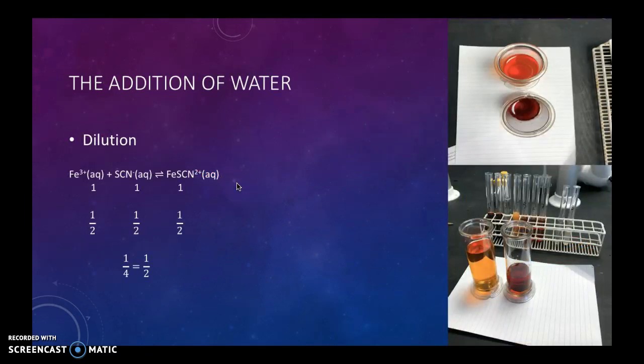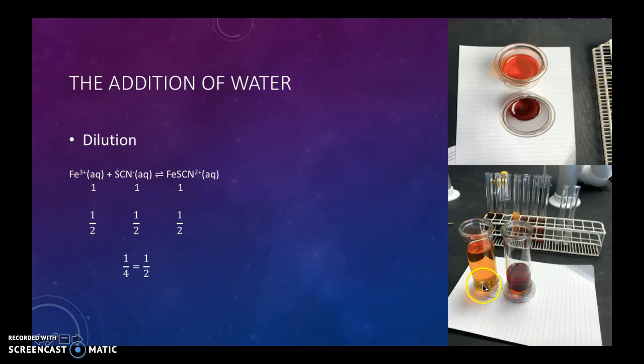The last test was the addition of water. In this case, we diluted our solutions by half, so the concentration was half. Before we diluted, it was 1 to 1 to 1. Then we diluted the concentrations by half, so it was half, half, and half. Summing it up, it would be 1/4 on the reactant side and a half on the product side. So we would have less reactants, and the equilibrium would shift towards the left to form more reactants. So it would lose its red color since the red product has been broken down again. So they will be equal to each other again.